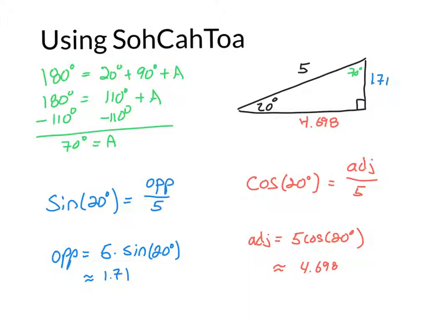All right, so this was an example of using SohCahToa. We had one of the angles that was not the right angle, and we had the hypotenuse, and we were able to figure out the other angle, which was 70 degrees, and the other two side lengths.